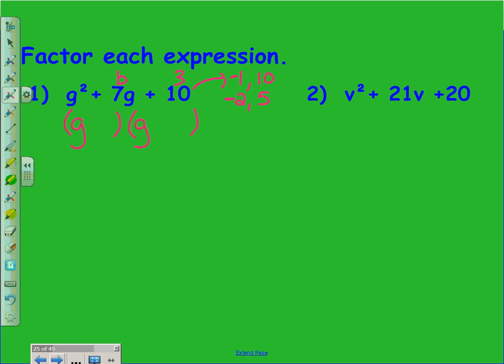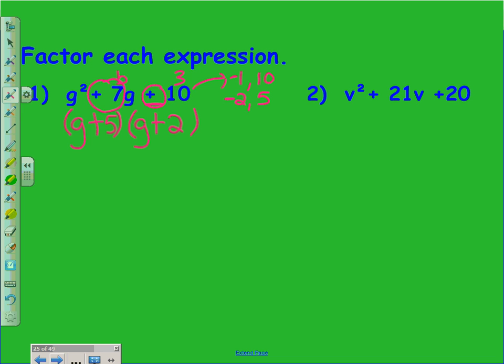So I have to determine what kind of signs I'm using. Well, I notice you have to think about it at the same time, because we're looking at this sign, and we know that it has to be either a positive and a positive or a negative and a negative. But at the same time, we're thinking about the middle term, which is positive. Well, I'm not going to get to a positive if both of these are negative. And so our final answer then would be plus 5 and plus 2.